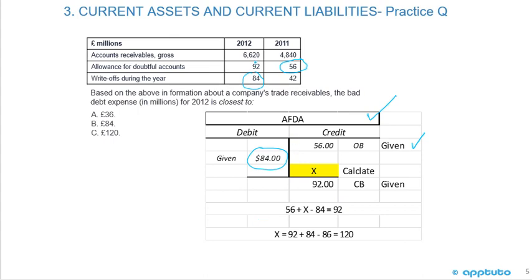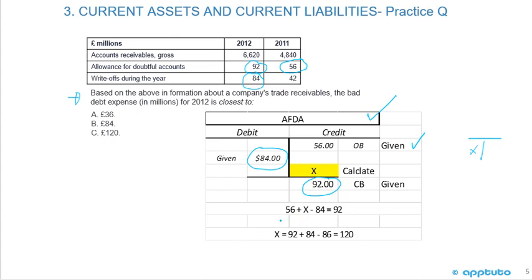And then we have a closing balance of 92 in the allowance for doubtful accounts, which we have down here. So we know it's asking us about the bad debt expense. Recall the bad debt expense is going to be debit bad debt expense and credit the allowance for the doubtful accounts. So this is a typical CFA 101 question: four variables, given three, solve for the fourth.